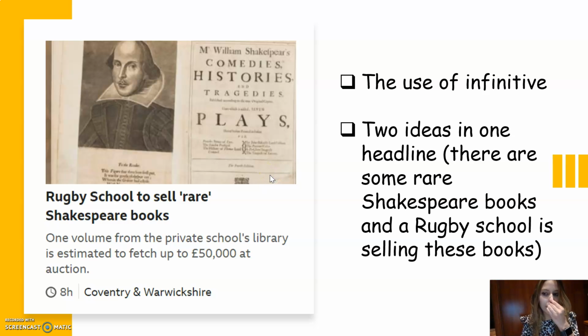This first example is, as I was saying before, taken from the BBC News web page. In this headline we can see that it says "Rugby school to sell rare Shakespeare books." So we can see the use of the infinitive of the verb sell. Then we can see two ideas are developed in the headline: there are some rare Shakespeare books, and the rugby school is selling these books.